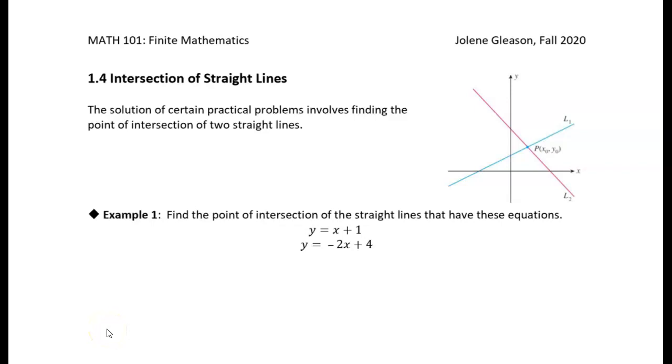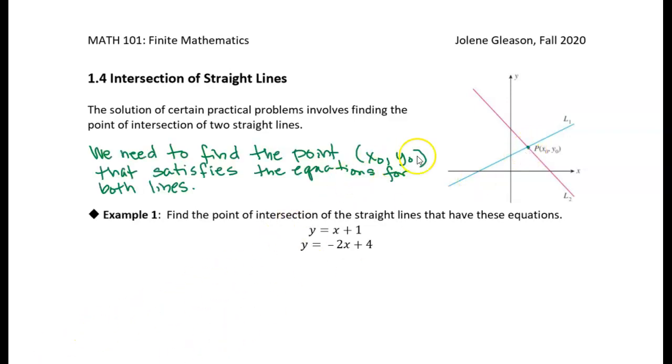Right, so there are all sorts of applications that require us to find the intersection of two straight lines, and that's what we're going to look at today. If we have two straight lines, what we need to find is the point that satisfies both of the equations. So we're looking for an xy pair that satisfies both equations.